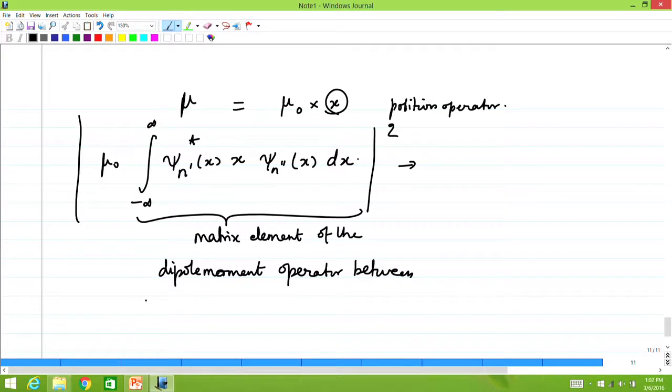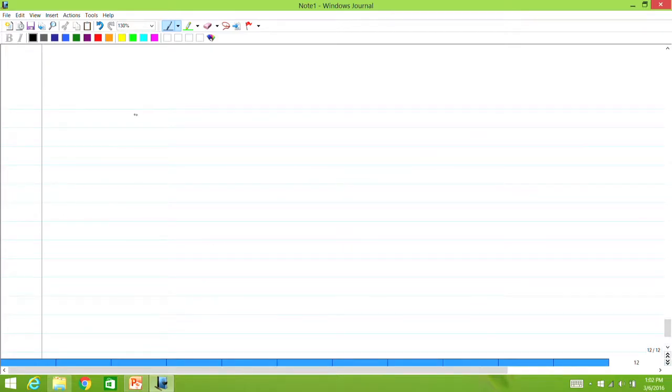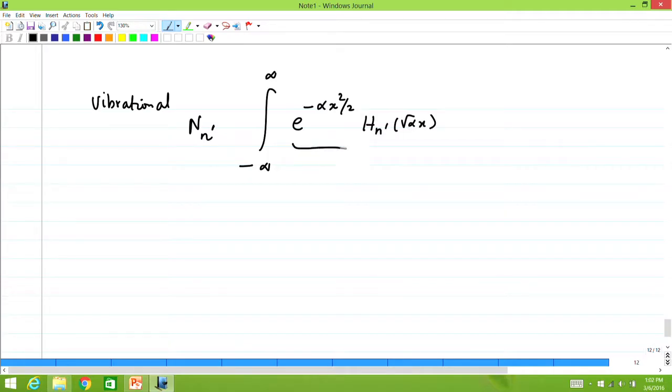Between the two states, x, n double prime and n prime. So the calculation essentially boils down to writing down, in the case of vibrational spectroscopy, the psi n's, which are given by the exponential minus alpha x square. So let us write that from minus infinity to plus infinity. The normalization constant associated with psi n prime, which is N n prime, and the function is e to the minus alpha x square by 2 times H n prime root alpha x. This is psi n prime. And then you have x times the mu naught, and then you have e to the minus alpha x square by 2 H n double prime root alpha x dx.